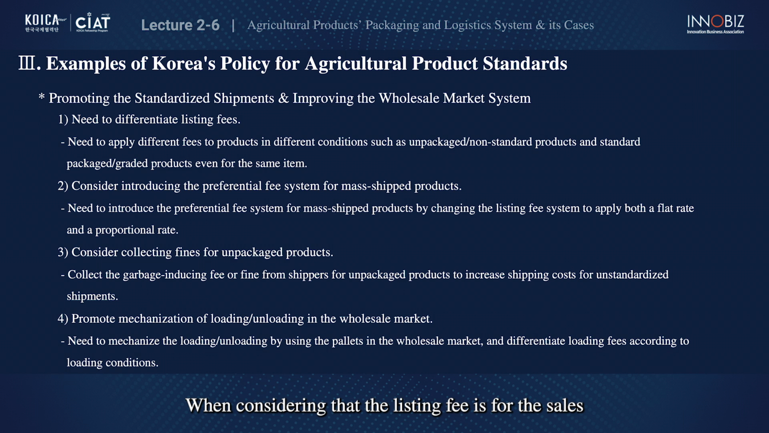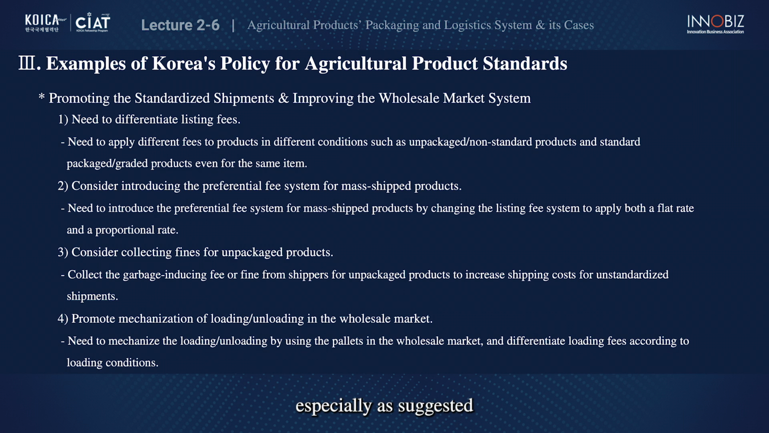When considering that the listing fee is for the sales service of agricultural products, standardized products can be sold more easily compared to non-standard products through sample auctions. You can also encourage standardization by lowering the fee for standard products. In addition, because the sales of standardized products is possible with a lower level of service, lowering the fee can benefit shippers who comply with the standards and share the standardization effect, making it meaningful.